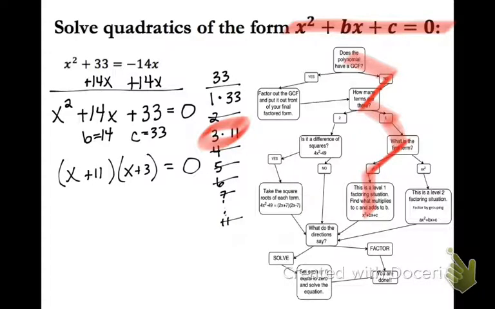Doesn't matter. Okay? So once you have that, if the directions say to factor, then we would just stop. We would be done with the problem. But if they say solve, which we're going to do today, we're going to set each of the parentheses equal to 0 and solve. So we get x equals negative 11 and x equals negative 3.